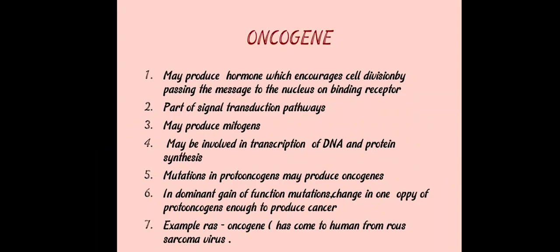Mutation in a proto-oncogene may produce an oncogene. Certain oncogenes which are sleeping in a cell are called proto-oncogenes. They may be activated by mutation and may turn into oncogenes. In dominant gain of function, a change in one copy of the proto-oncogene is enough to produce cancer. So if there is gain of function, it is usually a dominant kind of mutation, so a single copy of that is enough to produce cancer. Example, the Ras oncogene comes from a virus called the Rous sarcoma virus.